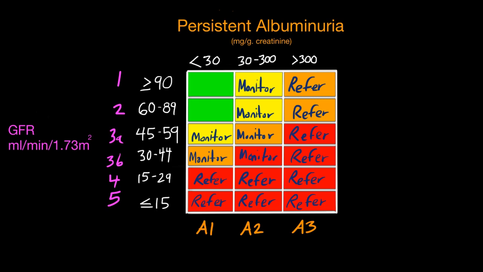Another way to use this scheme is to identify which patients should be referred to a nephrologist and which can potentially be monitored by their primary care physician. You can see patients with the highest levels of albuminuria should be referred to a nephrologist. Patients with GFR below 30 should be referred to a nephrologist. And then, obviously every patient's different, but patients with relatively higher levels of GFR could potentially be monitored by their primary care physician. So this is just one way to use this scheme.